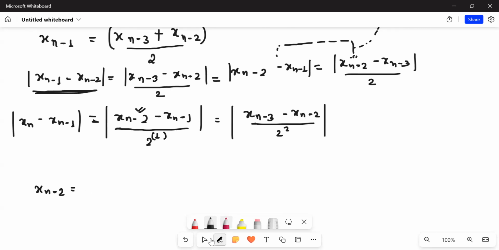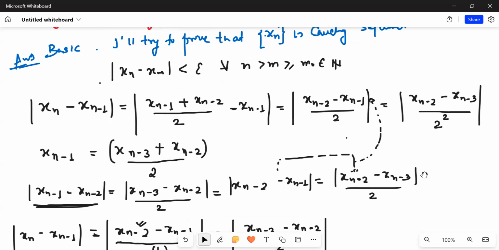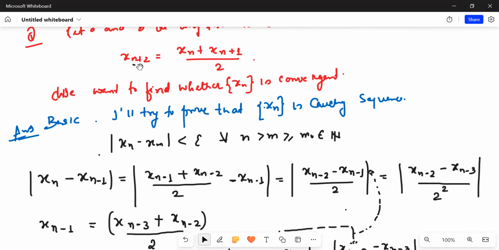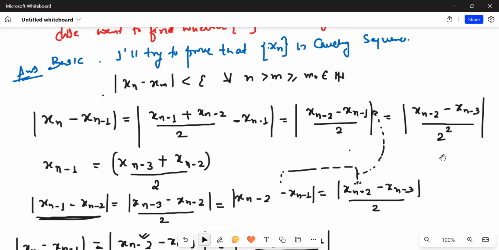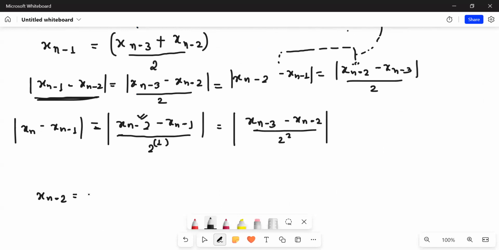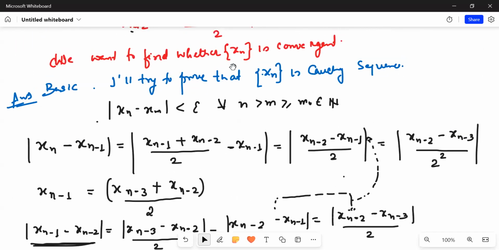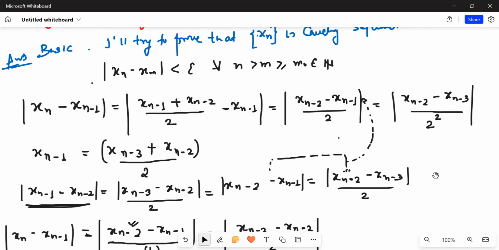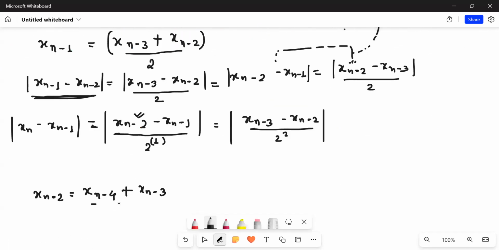Now let me write xn minus 2. What would be xn minus 2? Just think from this. In order to generate xn minus 2, I have to write n minus 4 here. N minus 4 will come, n minus 3 would come here. So xn minus 2 would be xn minus 4 plus xn minus 3. If I replace n minus 4, this is how you'll get it.